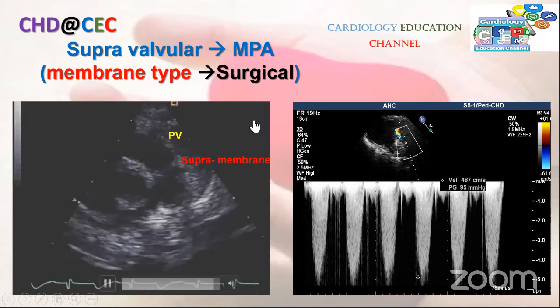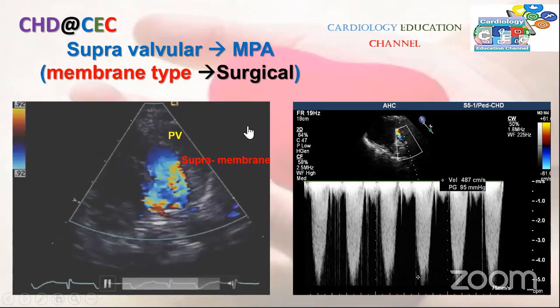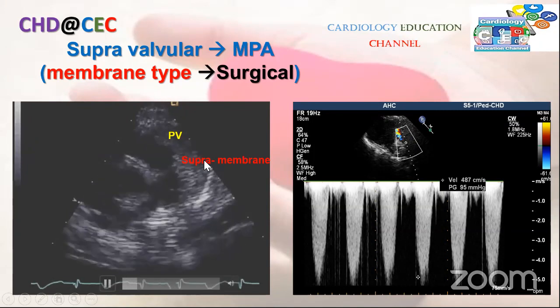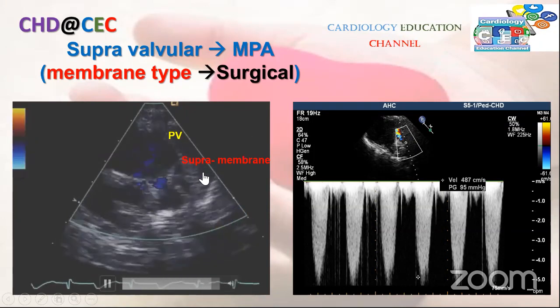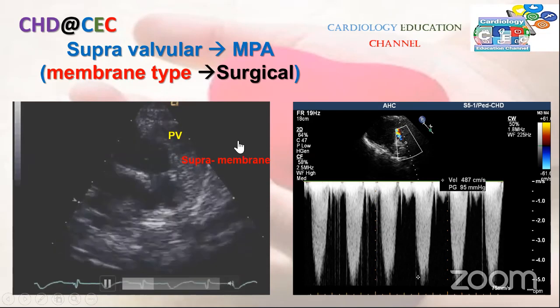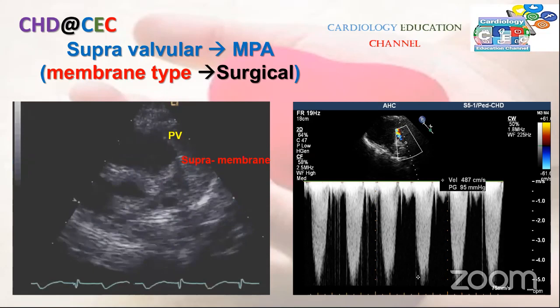So in some cases, it's difficult to identify if it is pure valvular pulmonary stenosis or associated with supravalvular. So you can give a trial of balloon dilatation in such patients. And then if the result is suboptimal or not successful, you can send them for surgery.